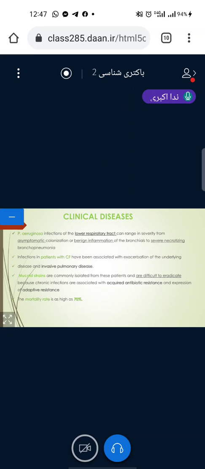It's very high. The bad news is the mortality rate is high and eradication of the bacteria from the respiratory tract is difficult. And the good news is this bacteria doesn't make disease in a normal person, and just people who have problems in their respiratory tract are high risk.